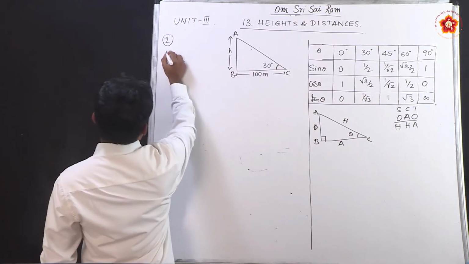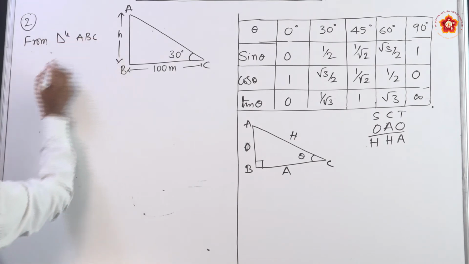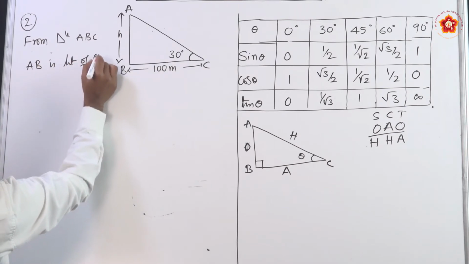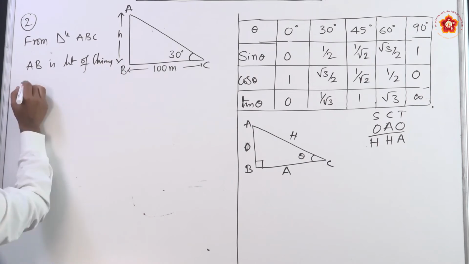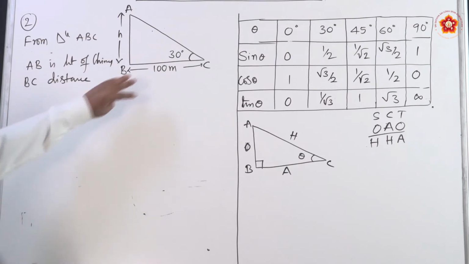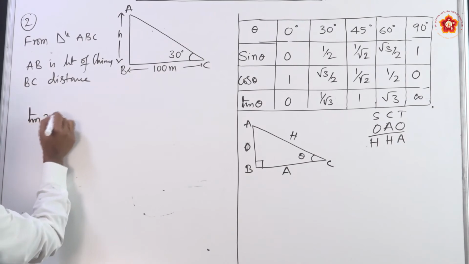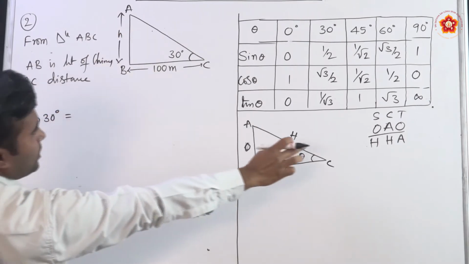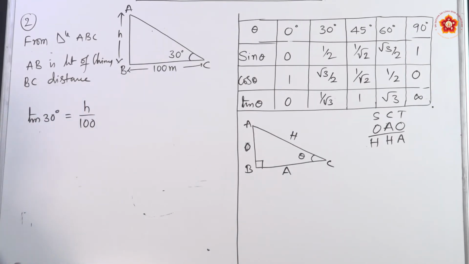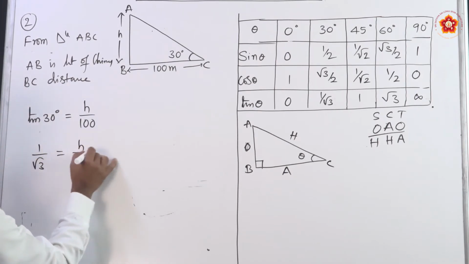So, from triangle ABC, I have chosen AB as the height of the chimney, and BC is the distance, which is given. So, now from this I want to find this one. I can define tan theta, that is tan 30 degree is equal to, what is that? Opposite by adjacent. Opposite is H by 100. So, what is tan 30? 1 by root 3 is equal to H by 100.